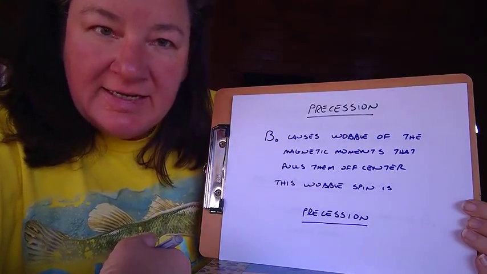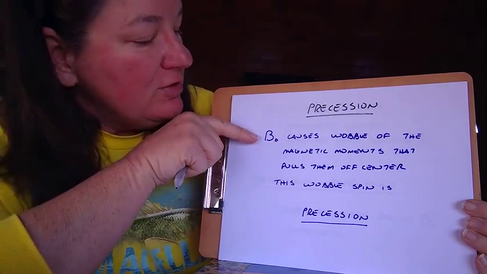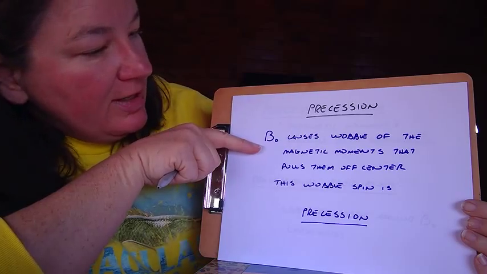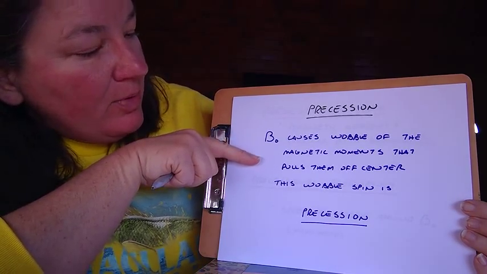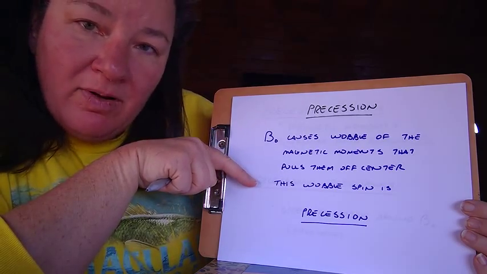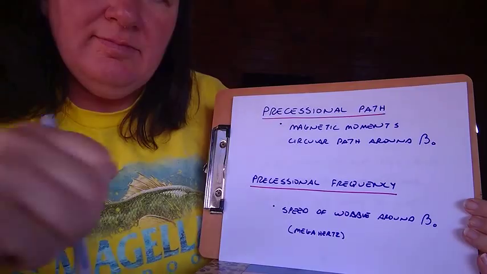Now let's break for a second and talk about something a little bit different. Precession. When you have an external magnetic field, it actually causes a wobble in the magnetic moment that pulls the magnetic moment off center. This wobble is called precession. Now why is that important?